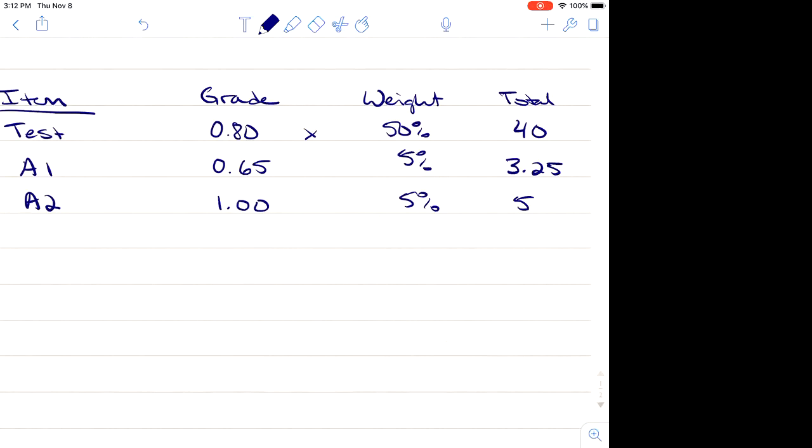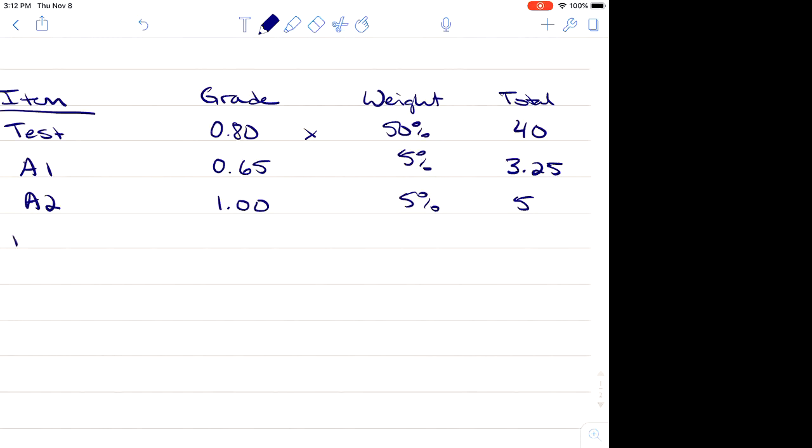If I add this up, this total is out of 60. So if I want my grade before the final, I would do 40 plus 3.25 plus 5 out of 60. So what would my grade be then? 40 plus 3.25 plus 5. So then out of 60, I have 80.4%.